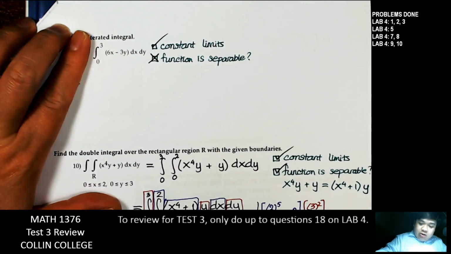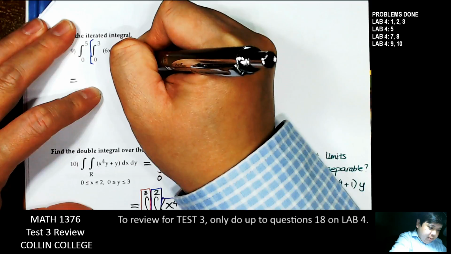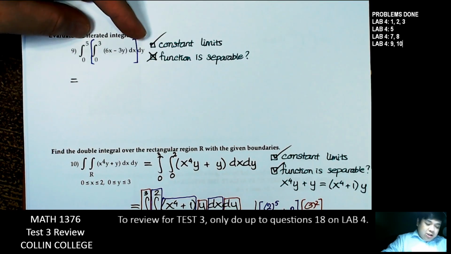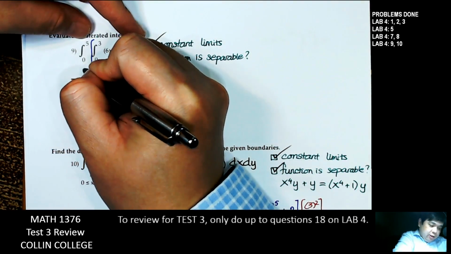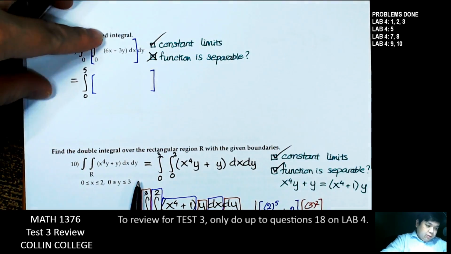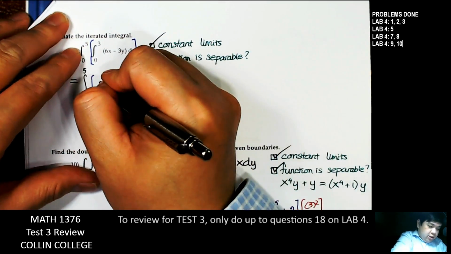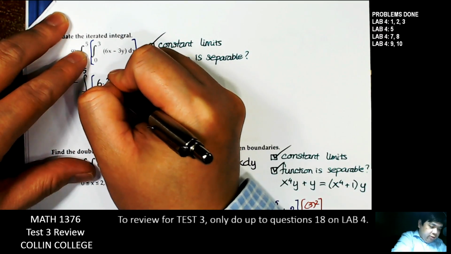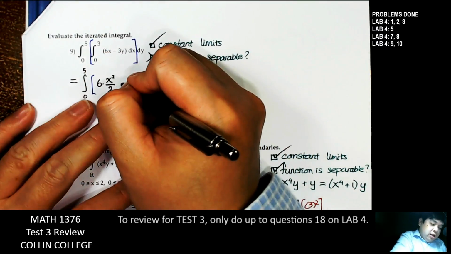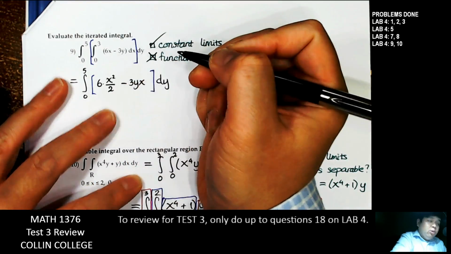First, take a look inside. Now the only variable here is x, so outside is still 0 to 5, and dy. Now derivative with respect to x, we have x squared over 2, and y is the constant with respect to x, so for the derivative of a constant, we'll just take an x to it.